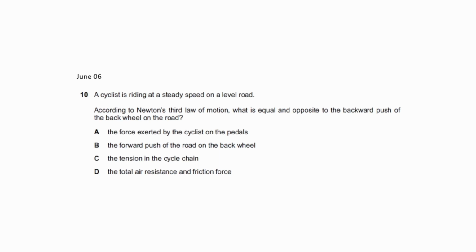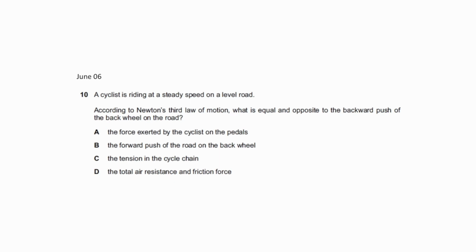Right, so in this particular question, a cyclist is riding at steady speed. Steady speed means constant velocity, so the net force is 0, but that's maybe not used later, they're just talking about Newton's third law. Newton's third law doesn't matter whether it is accelerating or at constant velocity. So what is equal and opposite to the backward push of the back wheel on the road? So Yu wants to answer?